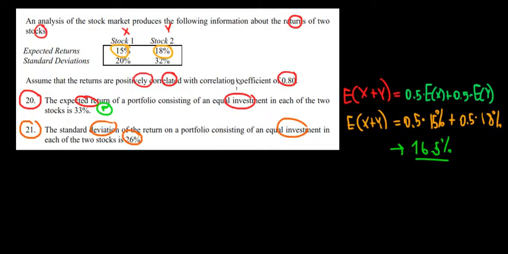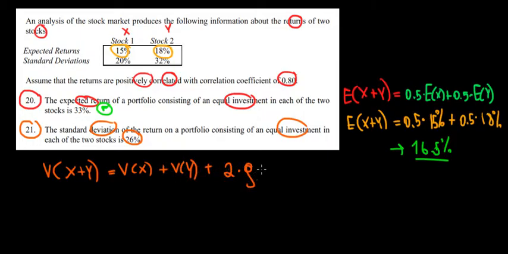We know that the standard deviation is the square root of the variance, so what would be wiser to calculate first is the variance of having stock 1 and stock 2 in equal proportions. And that would be the variance of stock 1 plus the variance of stock 2 plus 2 times the correlation between them times the standard deviation of stock 1 multiplied with the standard deviation of stock 2.